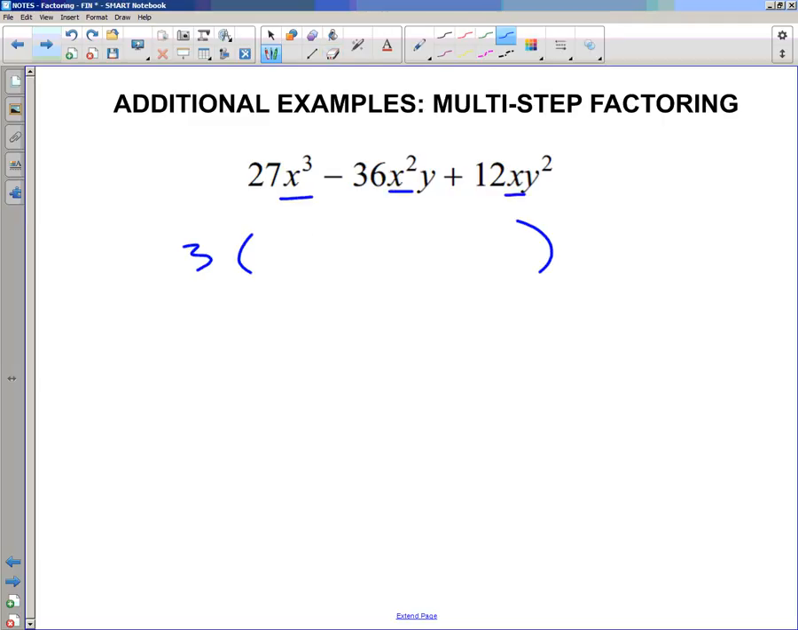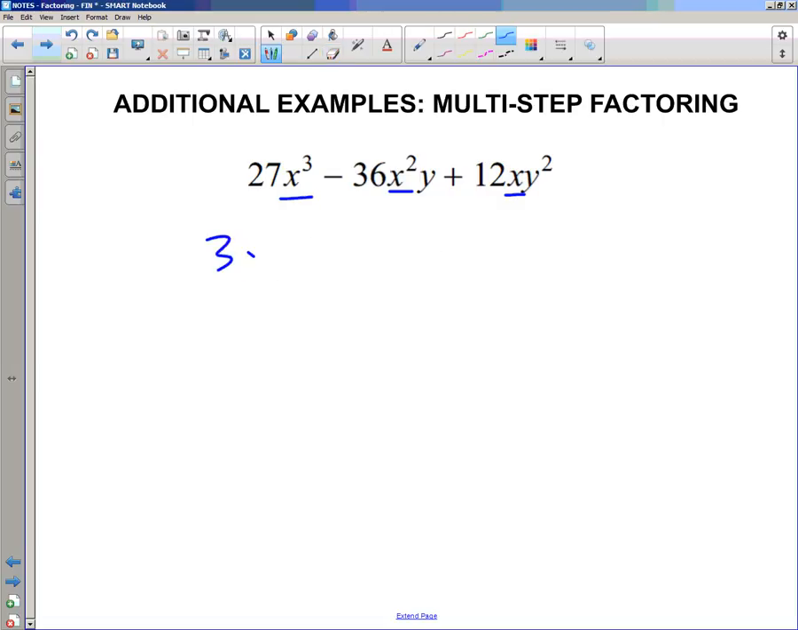We do have x's in all 3 of these. Let's pull an x out in front. So that'll be 9x squared minus 36x. There's going to be a y still in there. Plus, oh boy. All right, slow her down here.